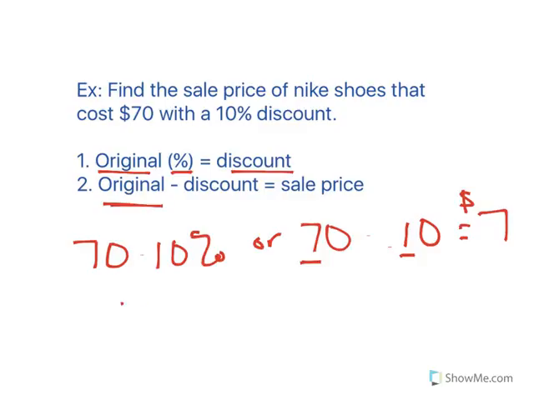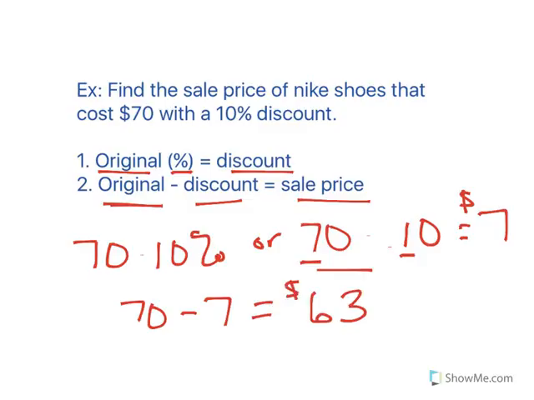So we're going to take the original $70 shoes minus my $7 discount, and that's going to give me my sale price of $63. So those $70 shoes with that 10% discount are now $63.